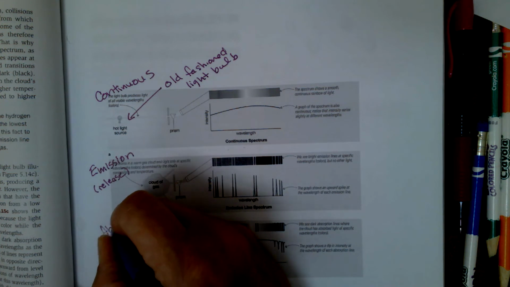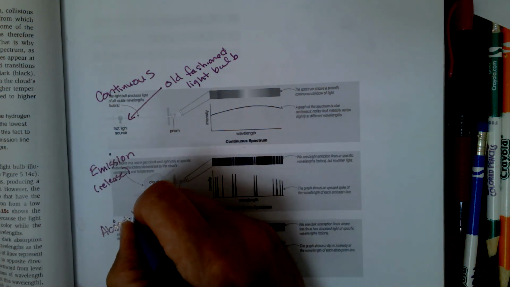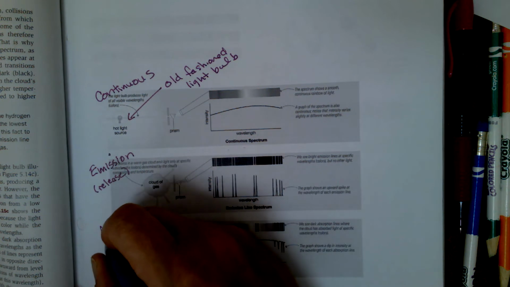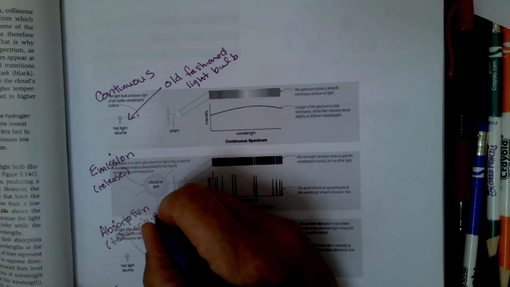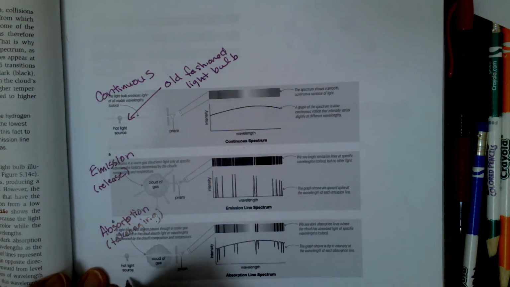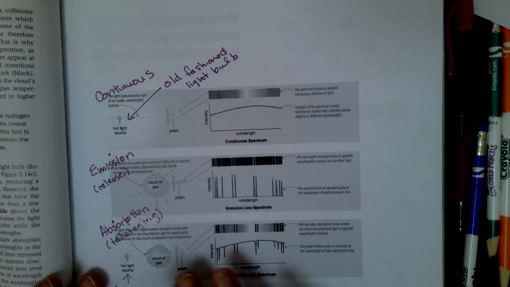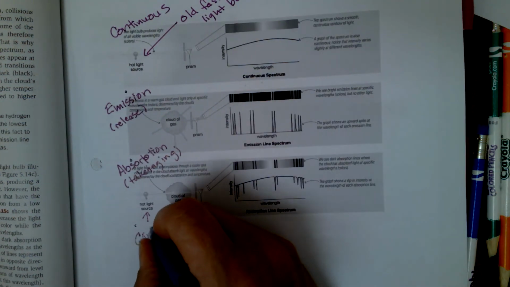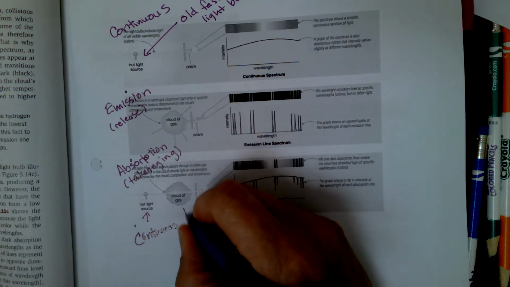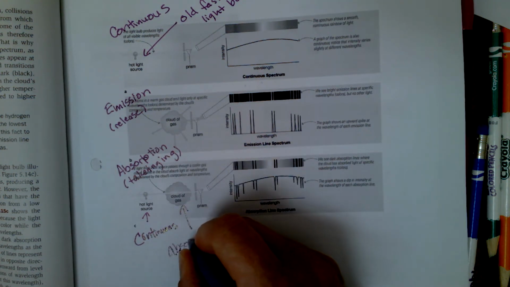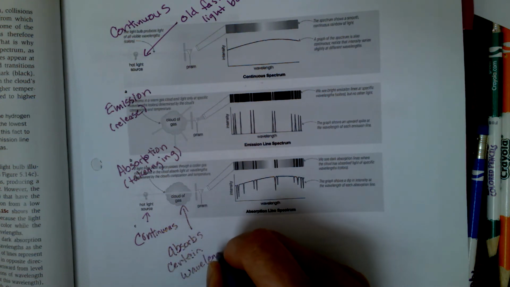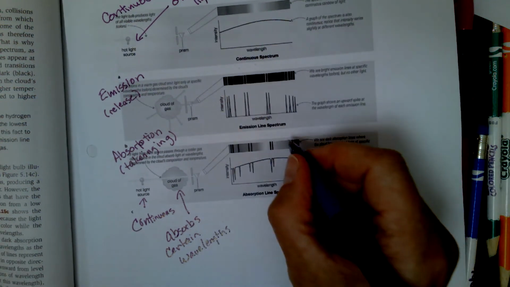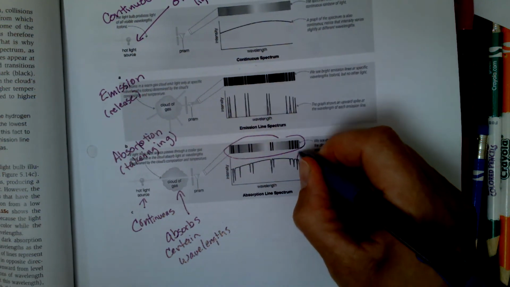Now over here, we have the absorption. I always have trouble spelling this. This is taking it in. So this is taking in those photons. This hot source of light is a continuous spectrum. This cloud of gas absorbs certain wavelengths. And these black lines over here are those missing wavelengths that have been absorbed.